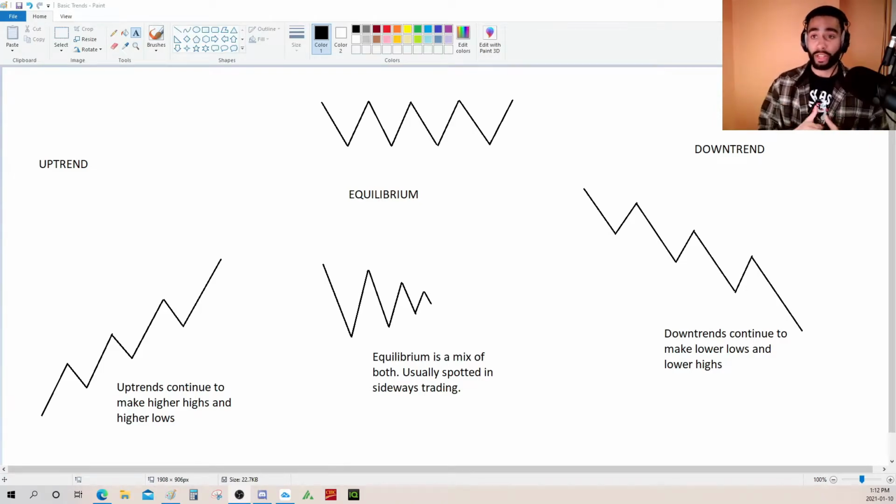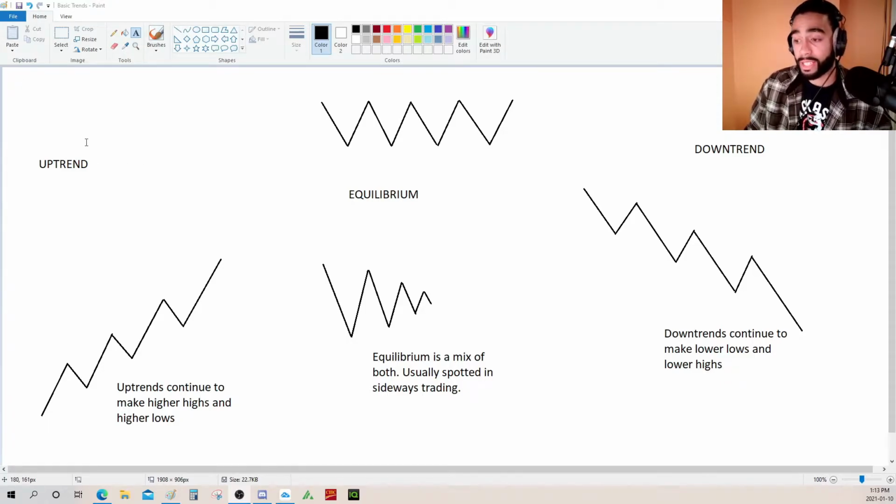We've got uptrend, downtrend, and equilibrium. Now, what are these? It's very simple. This is the most basic thing you need to know, in my opinion, before you deep dive in the markets. Because otherwise, if you can't identify a trend, then you're completely going off a whim. And that is more so gambling than making a decision based off previous price action. So we'll get into it.